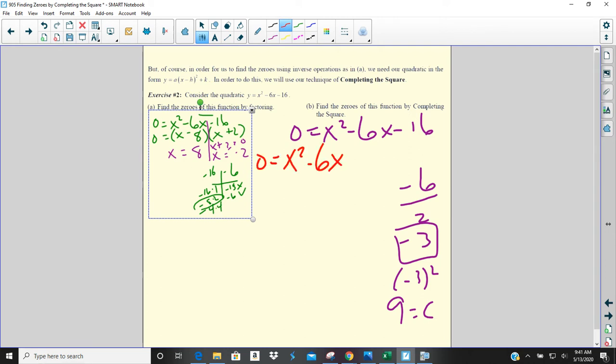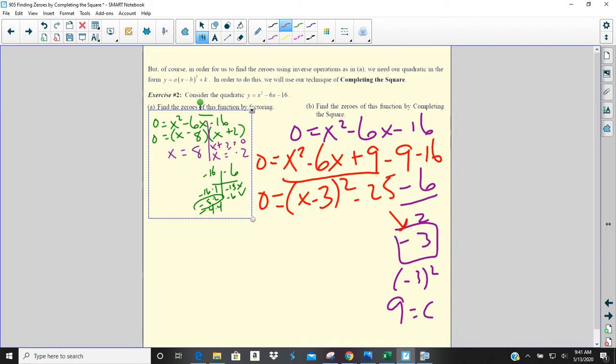I'm then going to make room to add my new C, 9, minus my new C, 9, and then negative 16, because that was the number that was at the end of the equation. All right, so I take my perfect square trinomial, I remember my clue, and I'm left with 0 equals x minus 3 squared minus 25. Okay, so now, at this very second, if I asked you for the vertex, you'd say, oh, it's 3 comma negative 25. But I'm asking you for the zeros, so now we have to get x by itself.